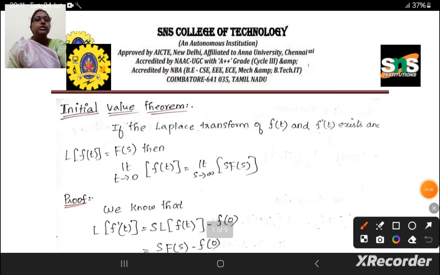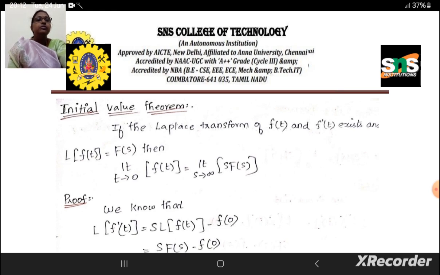So on the left hand side, t tends to 0 is the function with respect to t, and on the right hand side it is the function with respect to s, where s tends to infinity. So initial means the initial value is used. For the final value theorem, it is the same statement, but t tends to infinity, and at that time s tends to 0. This is the difference between the initial value theorem and the final value theorem. These concepts only we are going to check now.